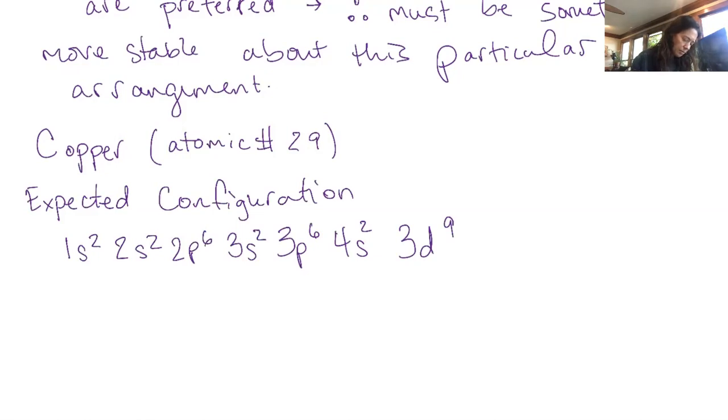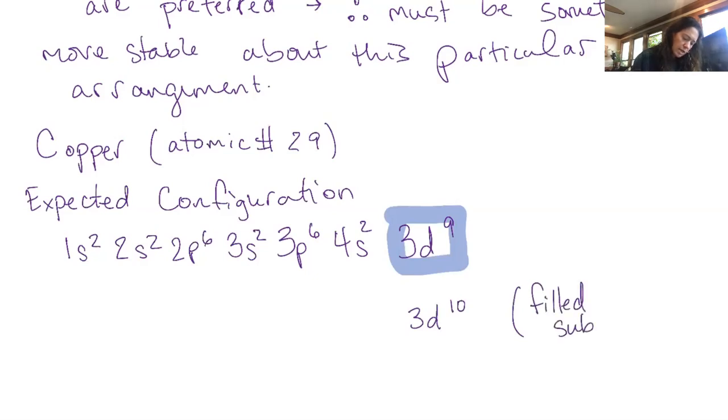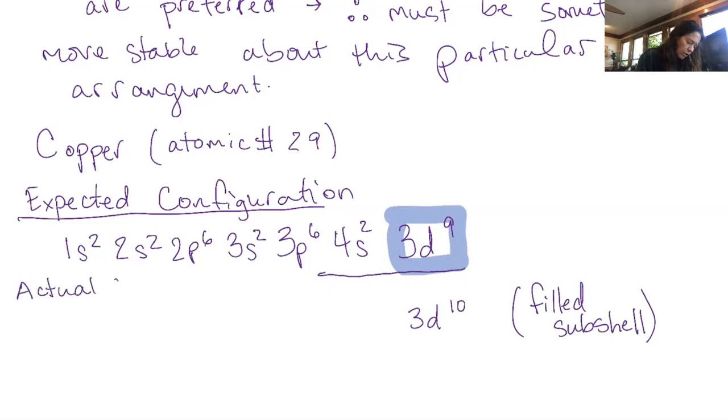But what I need you to realize is if there was one more electron, then it would go 3d10. Now this is a filled subshell, right? The d subshell only holds 10 electrons. So this is a filled subshell. And what we expect to see is what we just wrote, the 1s2, and we expect it to end 4s2, 3d9.